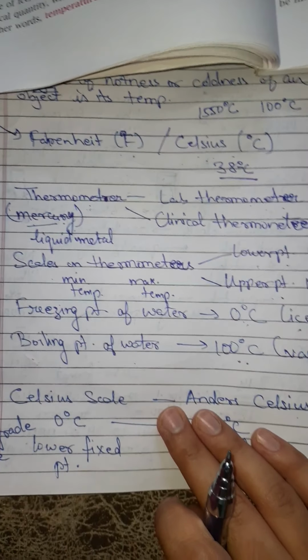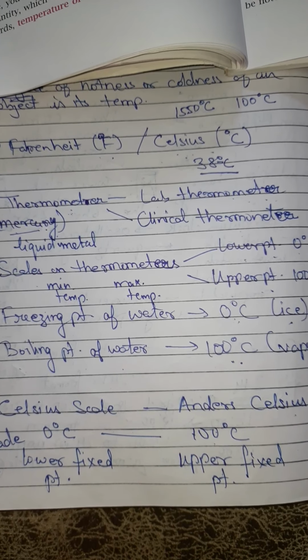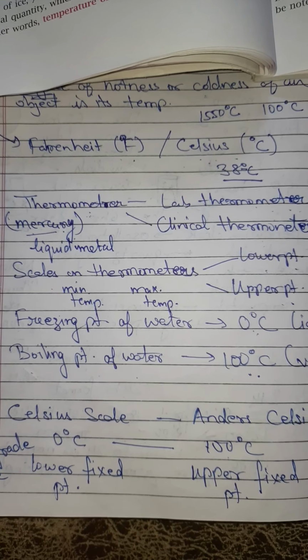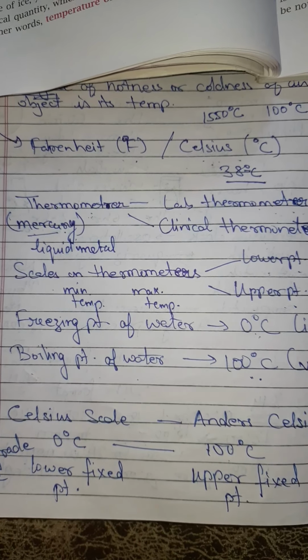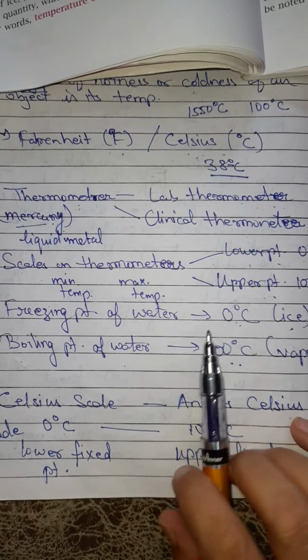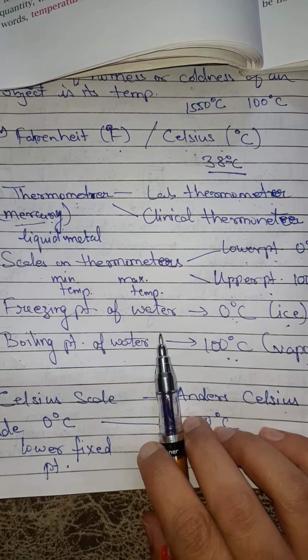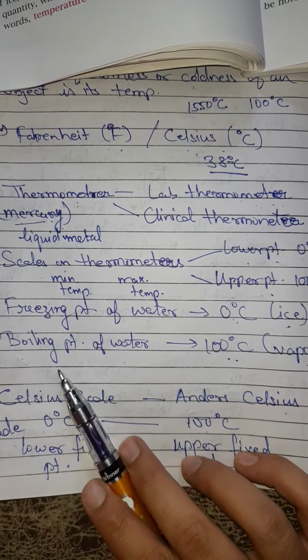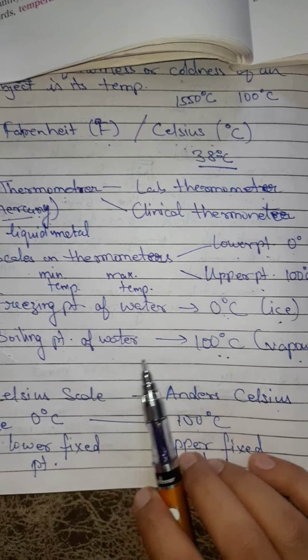Mostly for the scale of the thermometer, that is the range of the thermometer, कि हम temperature कहाँ से कहाँ तक की range में measure कर सकते हैं. We have the range as 0 degrees Celsius to 100 degrees Celsius. 0 degrees Celsius is the freezing point of water where the water becomes ice, and 100 degrees Celsius is the boiling point of water where water becomes vapor.